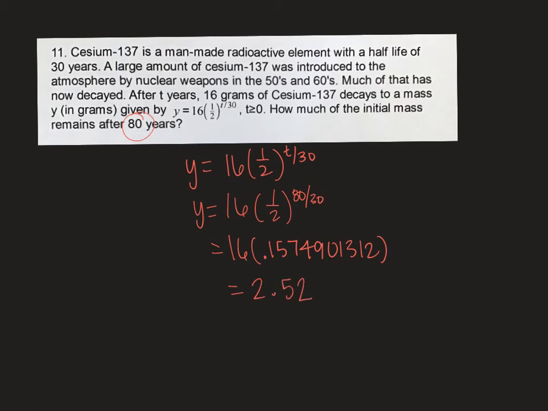So that's going to give us about 2.52. But remember, we're talking about an element and we're talking about a total amount. So you want to make sure you're using your units. So it's in grams. So we've got about 2.52 grams left in the atmosphere.